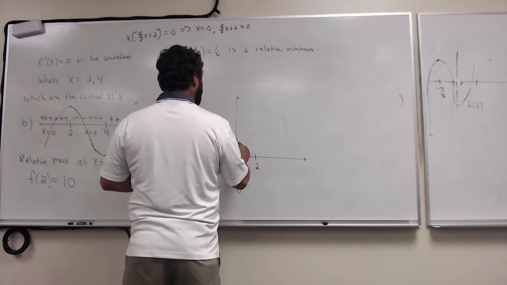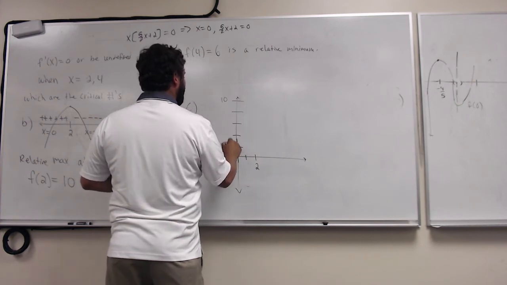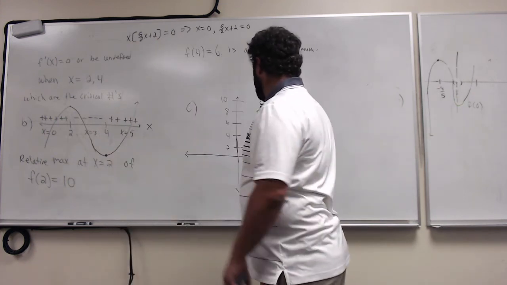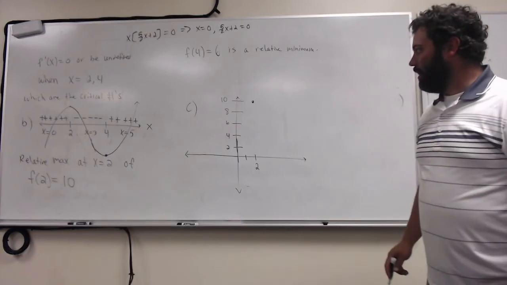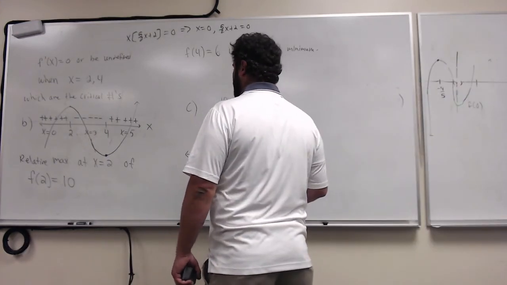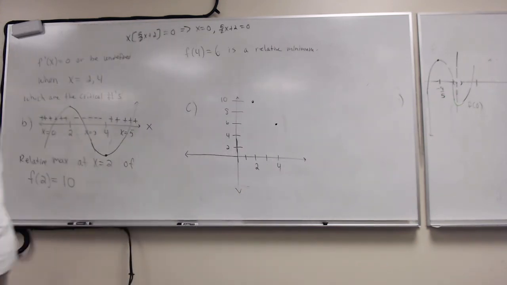I'll go up 2, 4, 6, 8, 10. So I went up by 2's on the y-axis. So when x is 2, the output is 10, so you get a point there. And then I'll go 2 units to the right till I get to 4. And I know I have a relative minimum at 4 of 6.